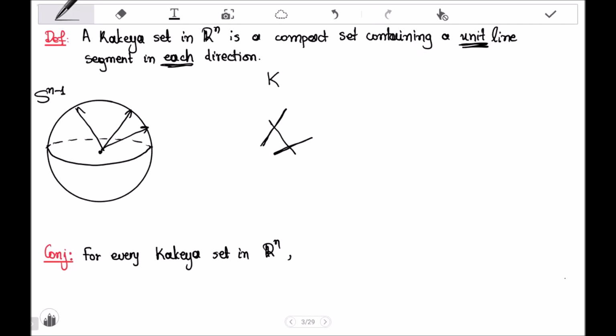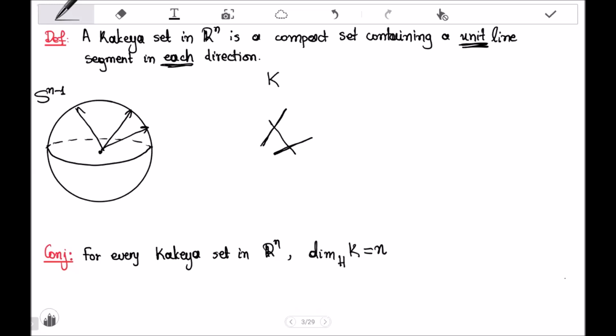And since a Kakeya set contains a unit line segment, something of positive length, in every one of these directions, which are many directions, we expect that they should be large Kakeya sets in some sense. But there exist Kakeya sets of measure 0. It is still conjectured, though, that they are large in the sense of Hausdorff dimension. So the conjecture is that every Kakeya set in R^n has Hausdorff dimension, that I denote by this, as big as possible, as large as the ambient dimension.